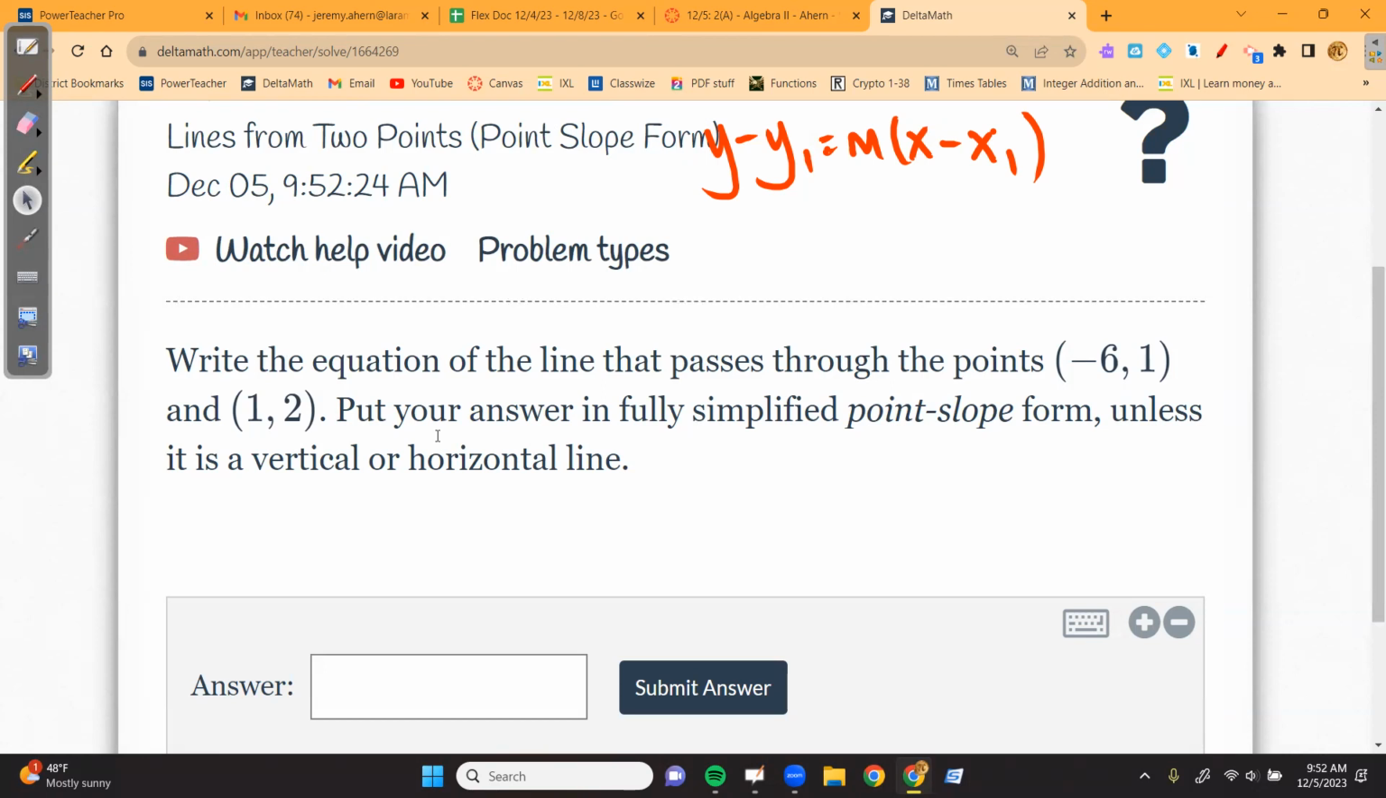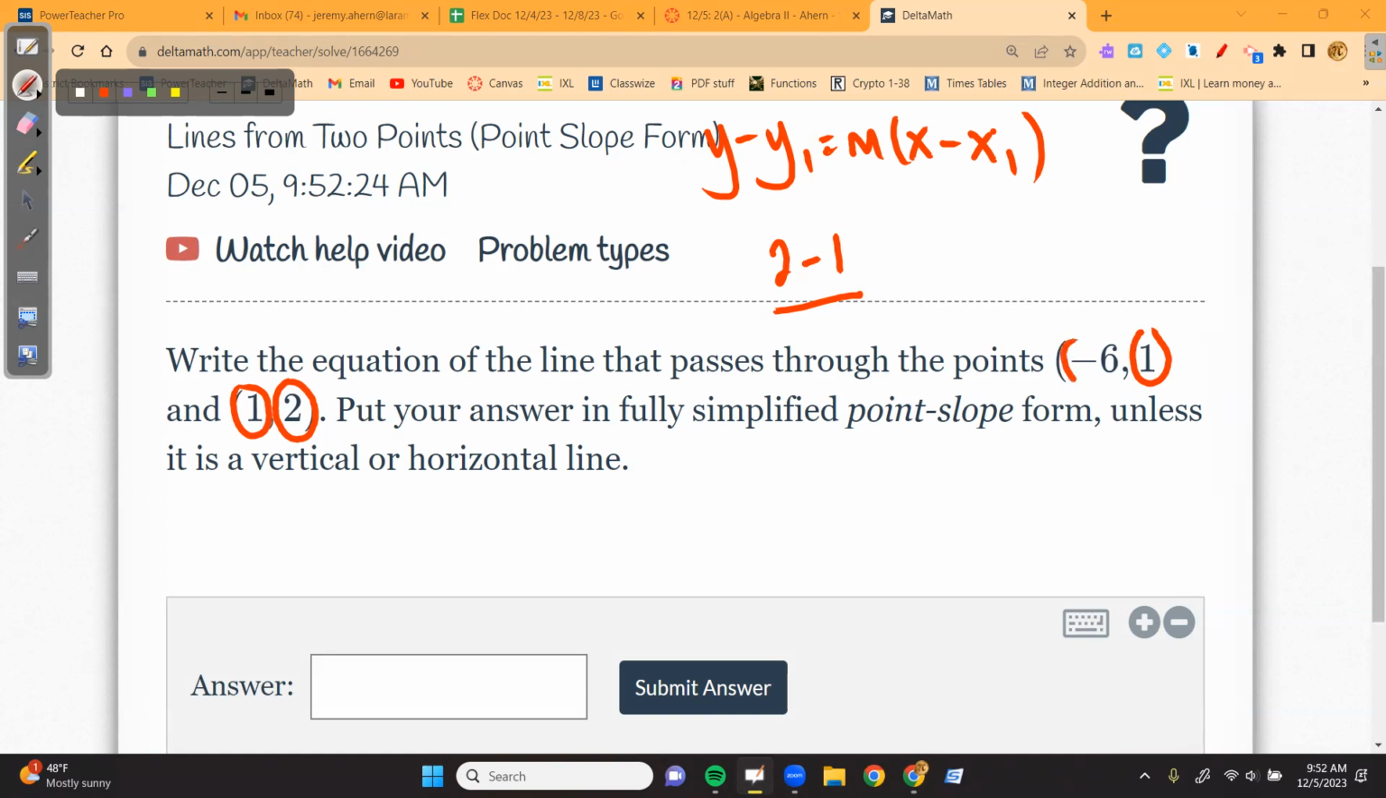So like y2 is 2. And then the other one is 1. So I could do 2 minus 1 over. And then my x2 is 1. And my x1 is -6. So that's going to be 1 minus -6. Right? So my slope is 1/7.